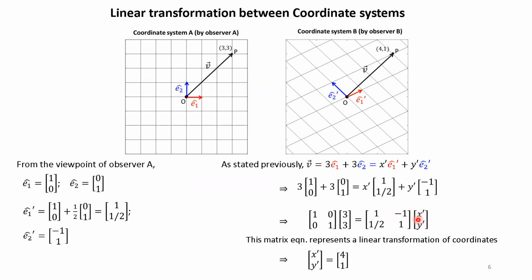Now we want to know x prime and y prime. So basically we just take the inverse of this matrix and put it on the left-hand side. Then you find that x prime, y prime is indeed 4, 1, as you expect from this graph here.